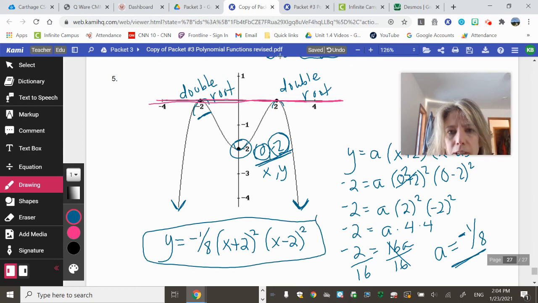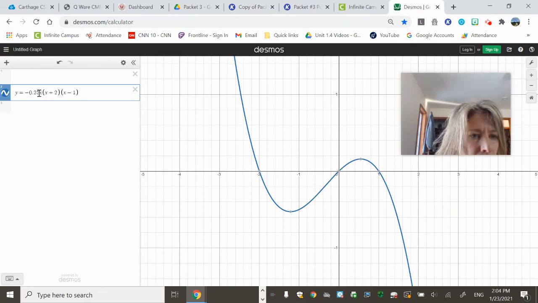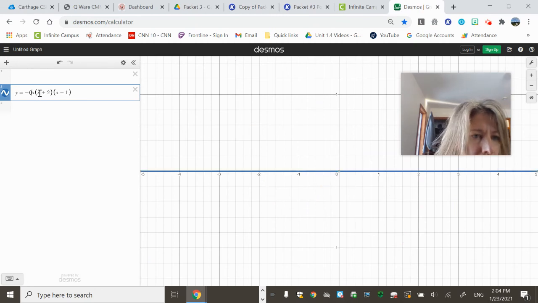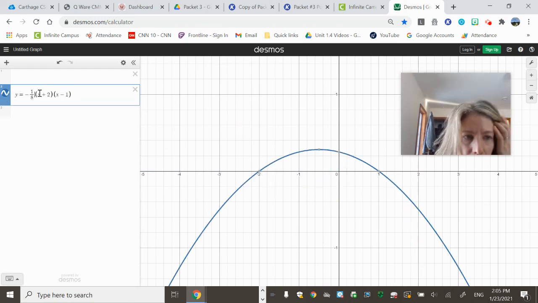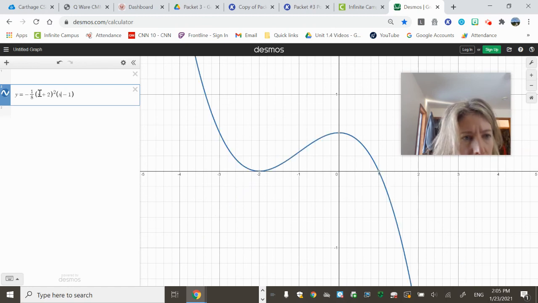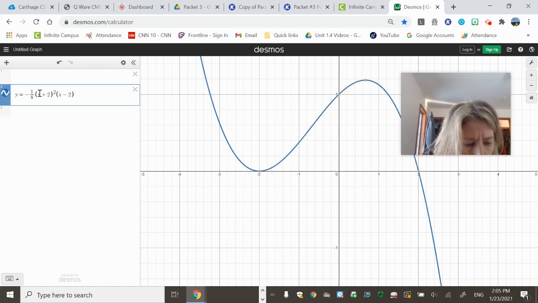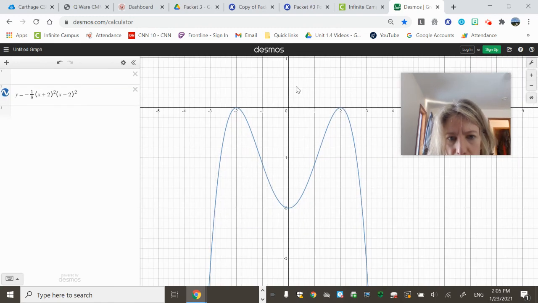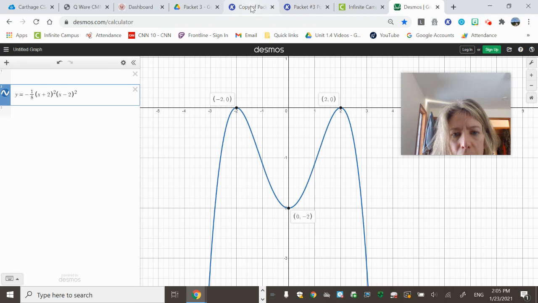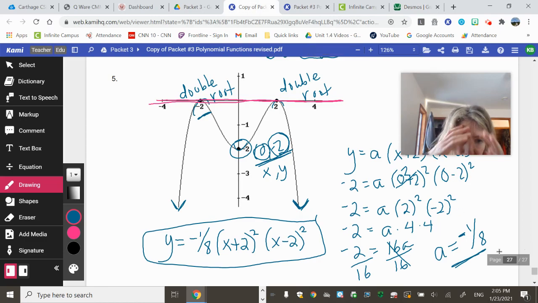And since it only takes, like I said, a second to graph it, I'm just going to do this on Desmos. Okay, so I have -1/8 for that. X plus 2 is already there. Let's square that. Change this to an x minus 2, and I'm going to square that. And I can see perfect. I have that y-intercept, right? I have my double roots. It's exactly the same. I know I'm correct. It took literally seconds to check it.